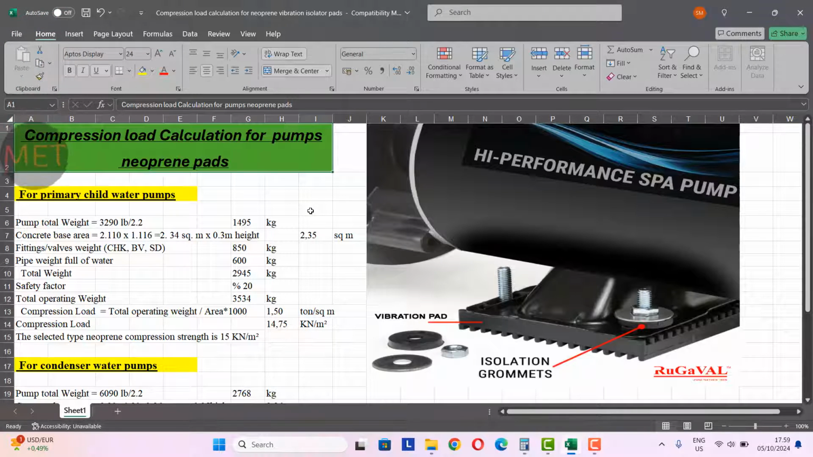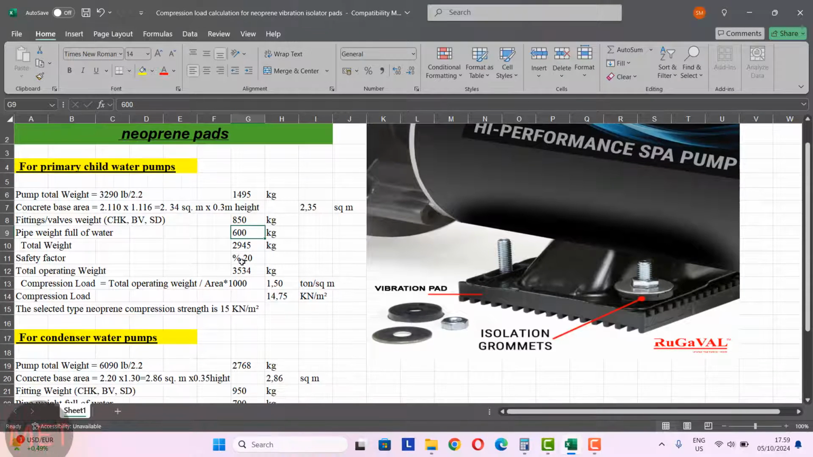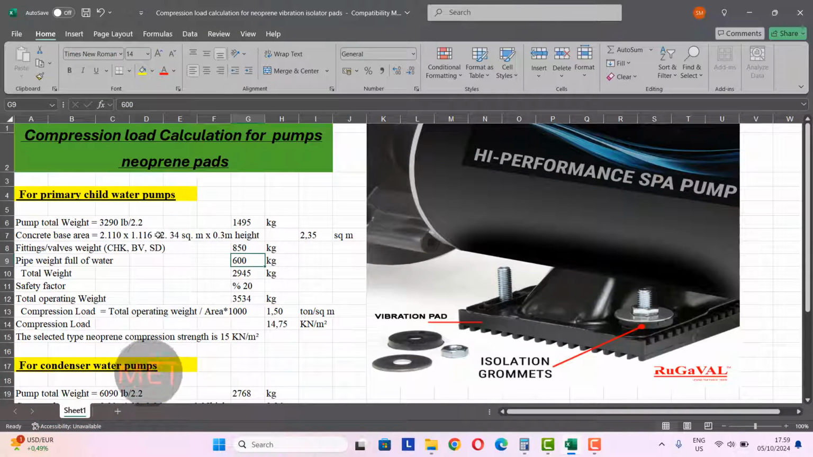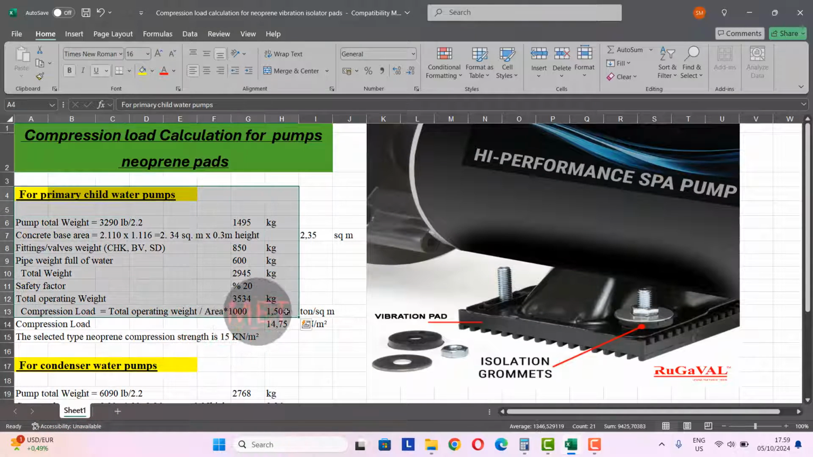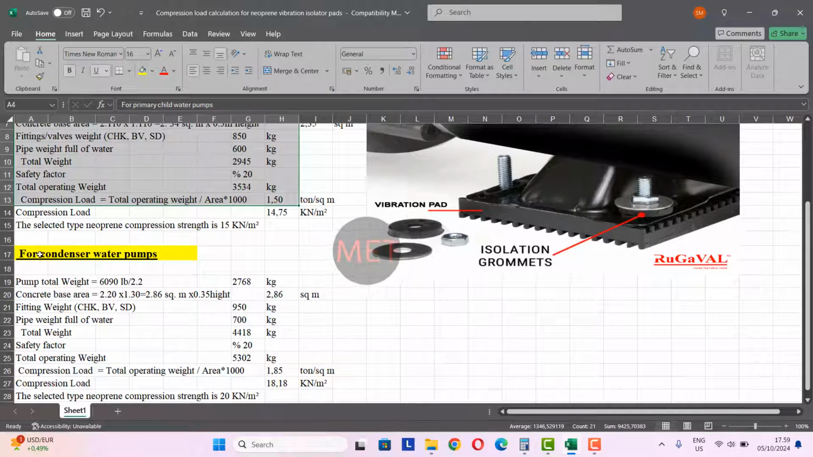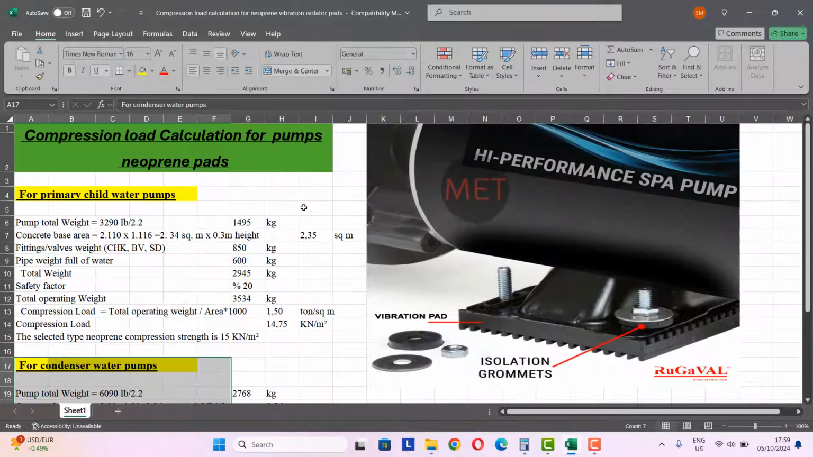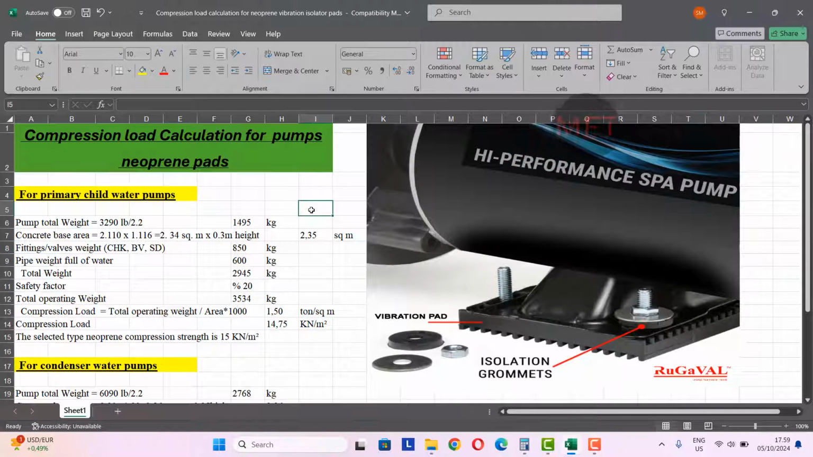The topic which I'm gonna discuss today is related to the compression load calculation for the pump for these neoprene rubber pads. As you can see, this is the spreadsheet which I'm gonna use. I will calculate for the primary chilled water pump, and the same way you can calculate for the condensate water pumps. Before starting the calculation, let's discuss a bit about these vibration rubber pads, what is the purpose and why we are using them.